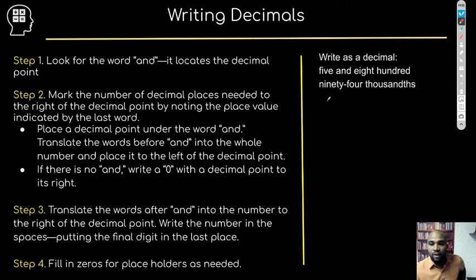So we got a 5, and then the "and" tells us it's a decimal. 894, I know how to write that, 894 thousandths. So am I in the thousandths? Let's see. We got tenths, hundredths, thousandths. So yeah, I don't have to add any zeros because it stopped right there at the thousandths. So this is our number.